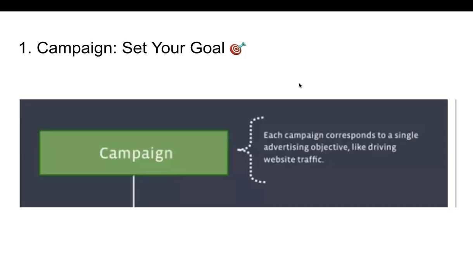So take a minute to think of a campaign as your why. So why are you even running this ad to begin with?